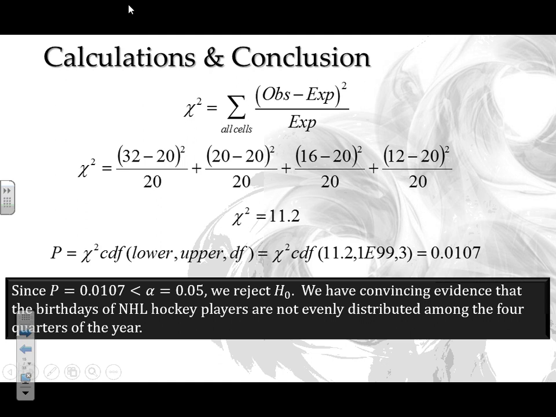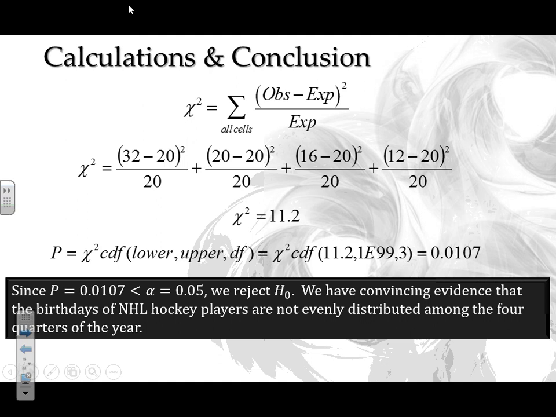What this means is we found convincing evidence that the birthdays of NHL hockey players are not evenly distributed among the 4 quarters of the year. So remember, when you're making your conclusion, it's always based on the alternative. So when we reject the null, we found convincing evidence to support the alternative.